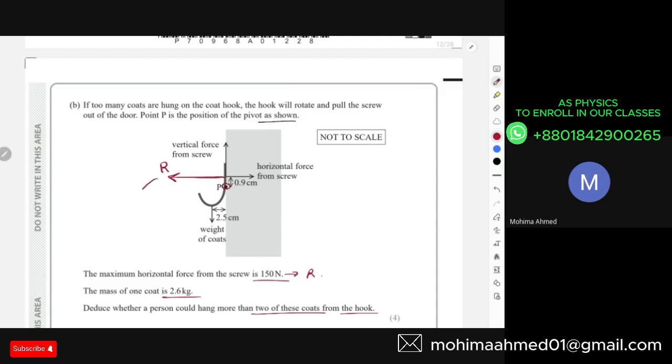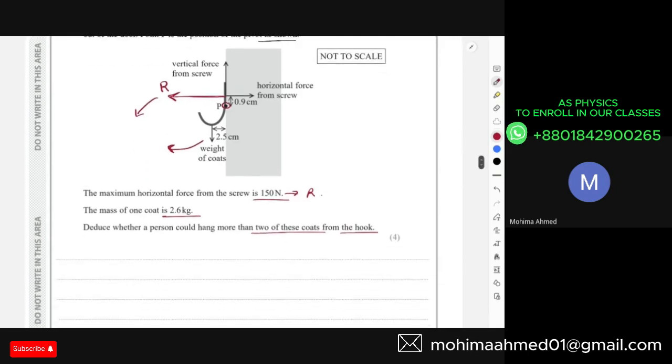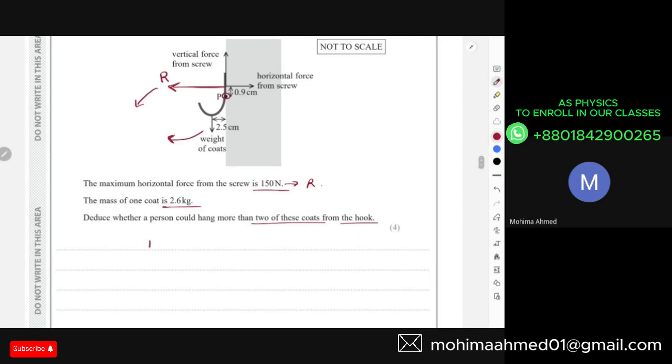You have to understand this will rotate the hook in the anti-clockwise way. That will keep the coat hanging there, and this will rotate it in the clockwise way. If this rotates in the clockwise way, then the entire hook will rotate and pull the screw out of the door. So we cannot have this happen. That means equilibrium must be maintained. If equilibrium is maintained, then obviously your moment clockwise should be equal to your moment anti-clockwise. So for your moment clockwise, what are the forces?